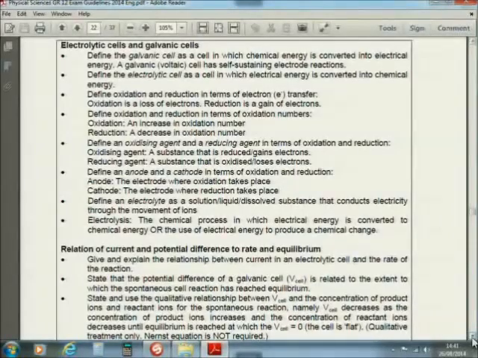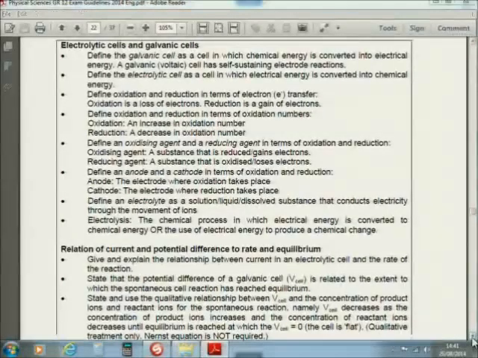Then the last bullet here is electrolysis. This is where electrical energy is converted into chemical energy, or we use the electrical energy to produce chemical change. So also with this, as we go on, you should be able to look at this in terms of the application of the two cells. All right.